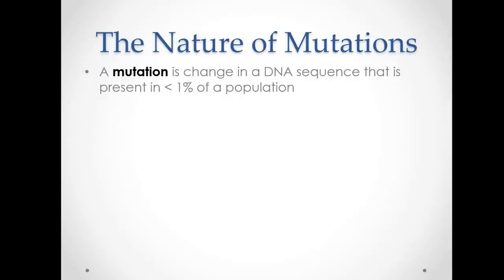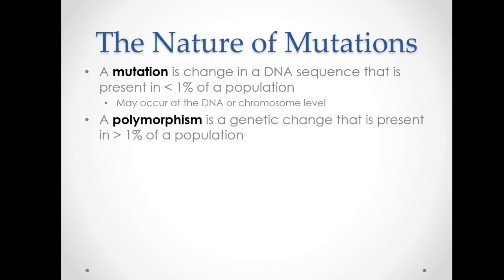So how do we define a mutation? It's technically a change in a sequence of DNA that is present in less than 1% of a population. So mutations are rare to a certain extent. That's how they start off. And this can occur at the DNA or the chromosome level. However, if that genetic change is found in greater than 1% of the population, we don't call it a mutation anymore, we call it a polymorphism.